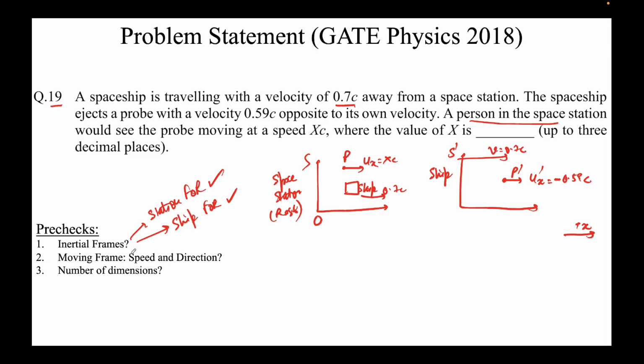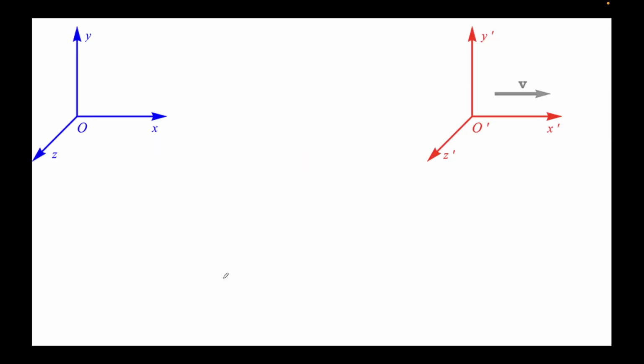Now the moving frame, which is the S prime frame or the spaceship frame, what's its speed? Its speed is 0.7c. So we write v equal to 0.7c. What is the direction? I am assuming this to be the positive x direction, so let's say it's i cap. What about the number of dimensions? The question is silent about the number of dimensions, but we can generalize to a one dimensional problem, because there's no mention of a second or third dimension. So I assume it to be a one dimensional picture, and I'm assuming that dimension to be the x dimension.